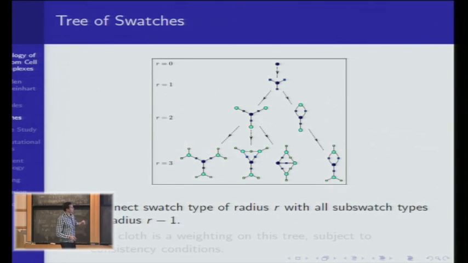Okay. So one way we can visualize the cloth is via the tree of swatches. Swatches are themselves related by this graph, by the relationship of one being a subswatch of the other. So we can imagine growing out a swatch. And this is the tree of swatches with certain conditions added to the degree of the edges and the vertices. And so the cloth is going to be a probability distribution on each layer of the tree of swatches, subject to consistency conditions with the previous layer.